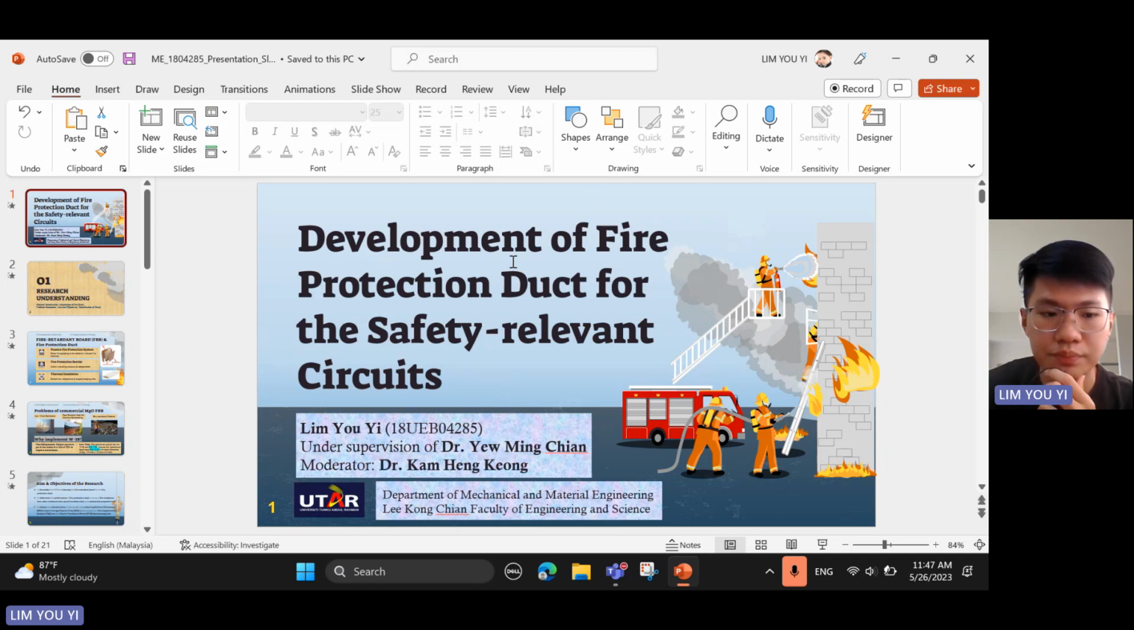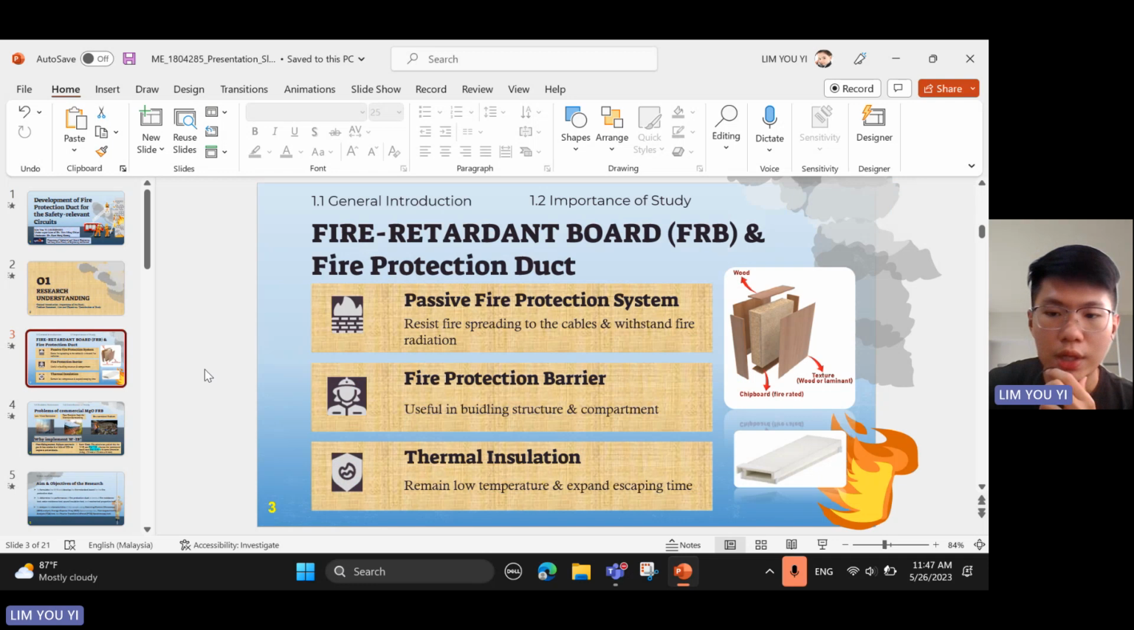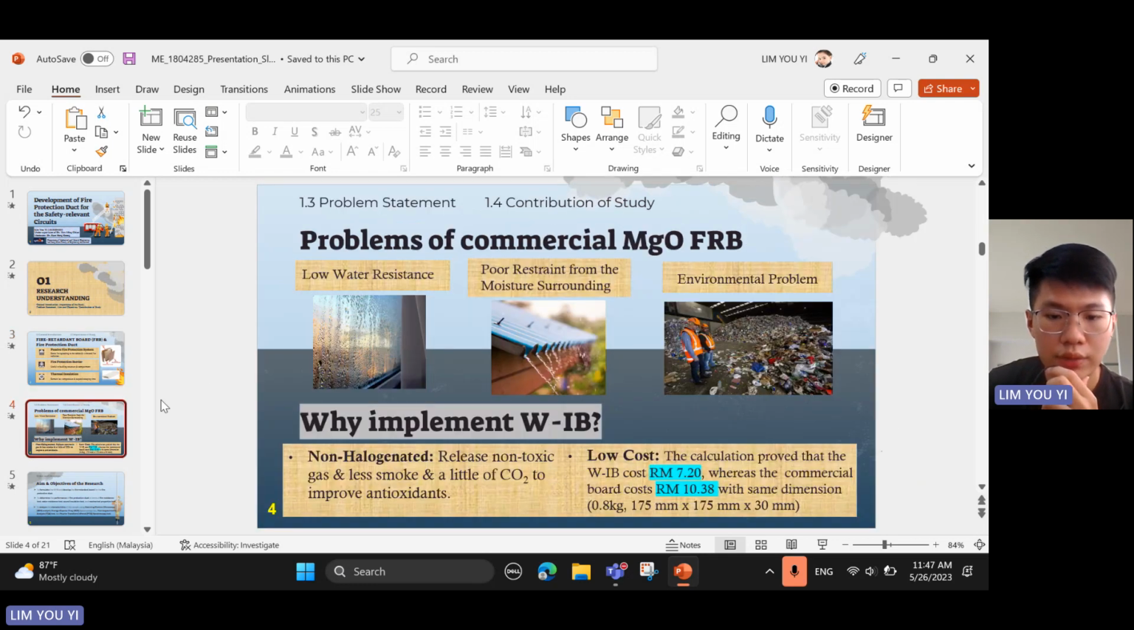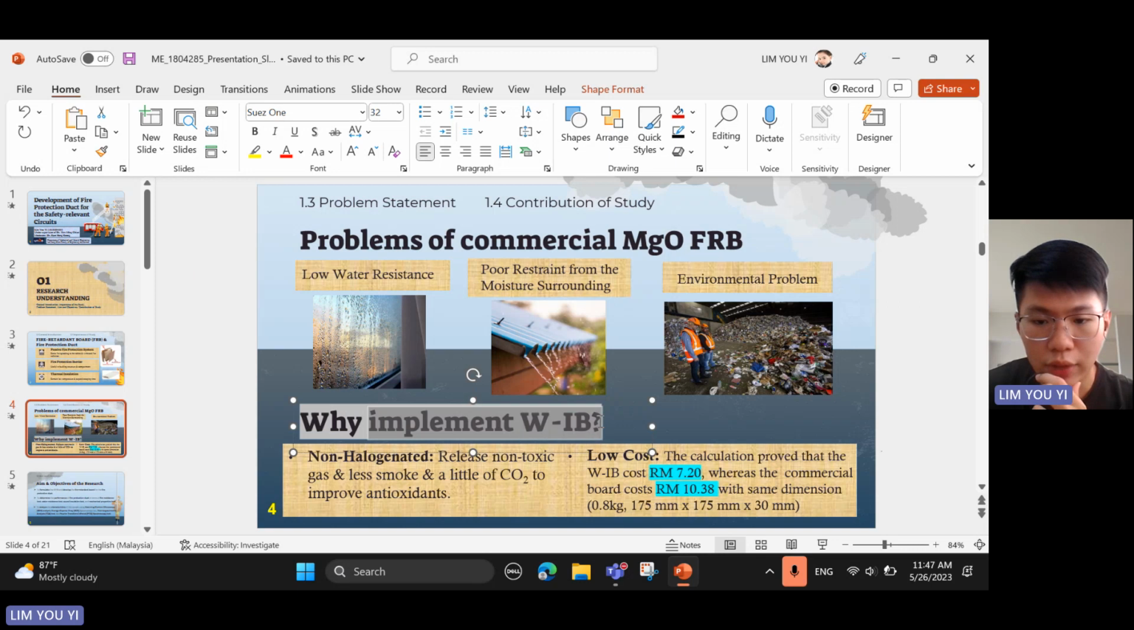the fire outbreak. In this research, the fire protection duct was assembled from fire retardant boards, and the fire retardant board was made of water-based intumescent binder, or WIB for short. The reason why we need to implement the WIB instead of using the commercial fireboards in the market is that the non-halogenated materials used in the WIB release a lesser amount of toxic gas, smoke, and carbon dioxide gas as compared with the commercial fireboards.